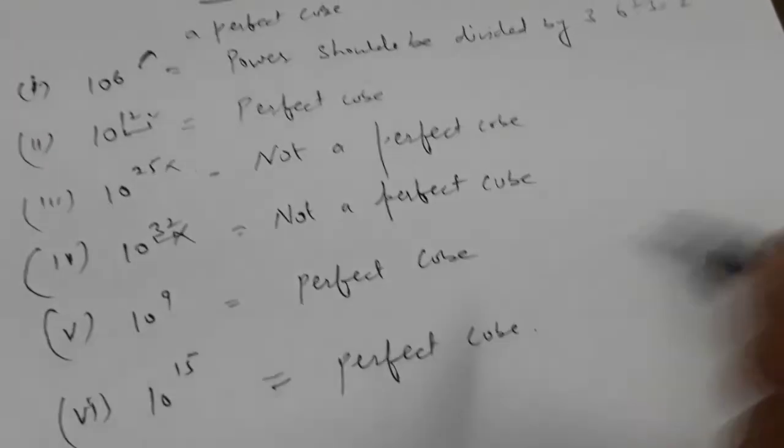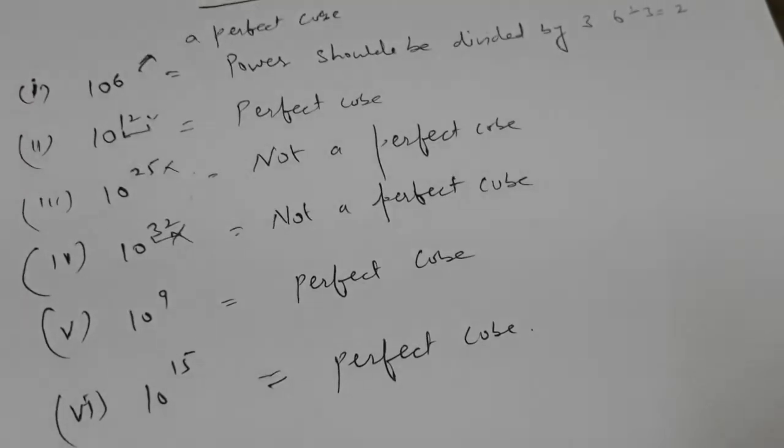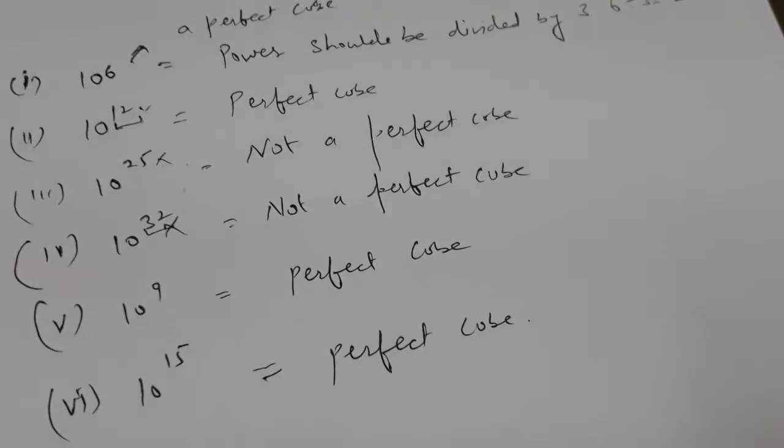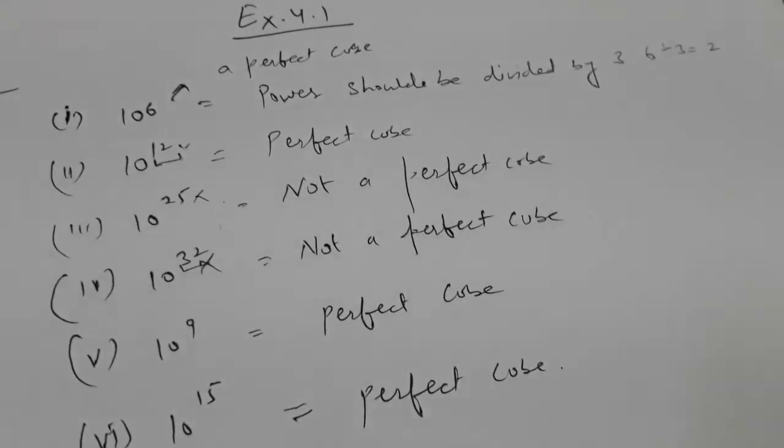So it is an easy task. If the degree is getting divided by 3, it would be a perfect cube. If the degree is not getting divided by 3, it would not be a perfect cube. Hope the question is clear.